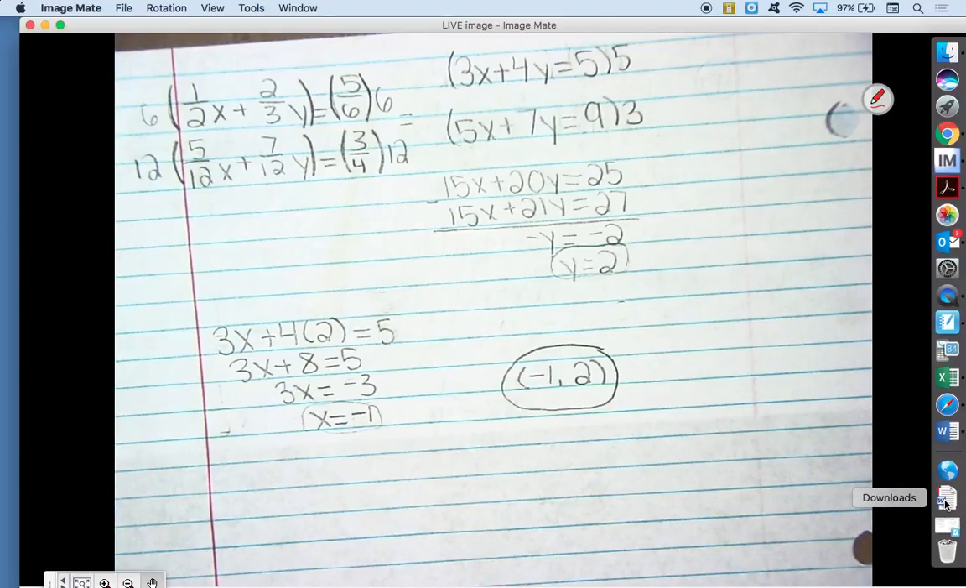So she chose a 6 for the first one because 2, 3, and 6, that's the smallest one they're divisible by. And then a 12 for the second one, because 2, 3, and 4 all divide into 12.